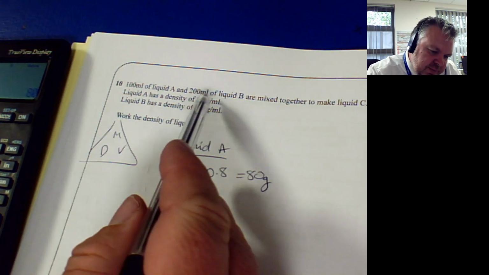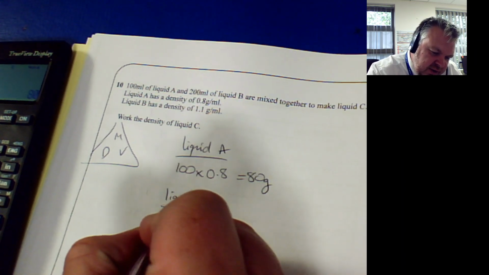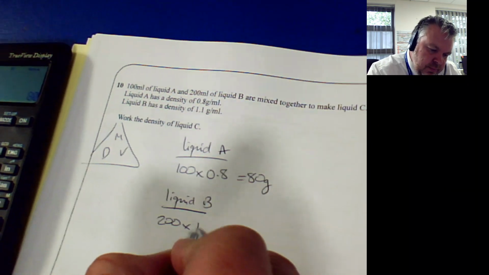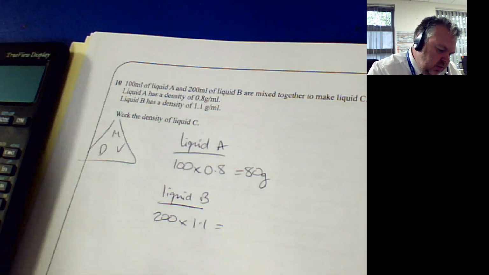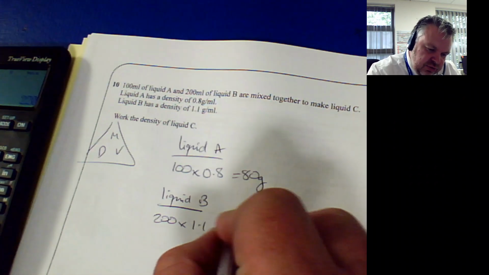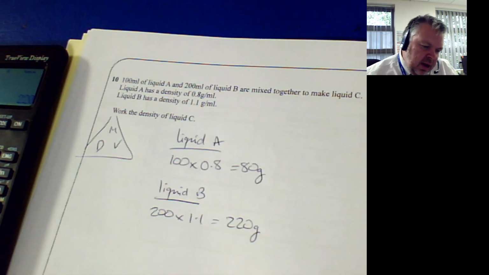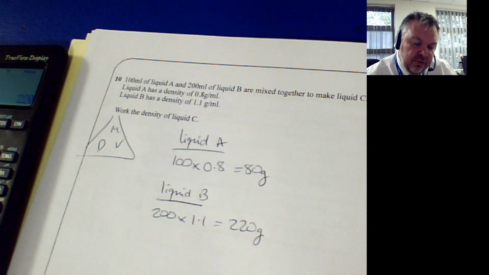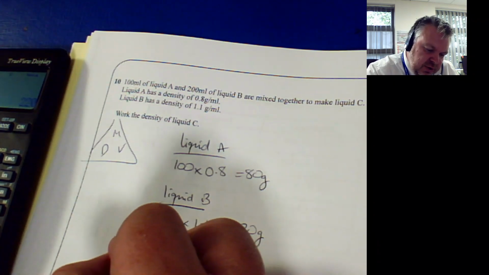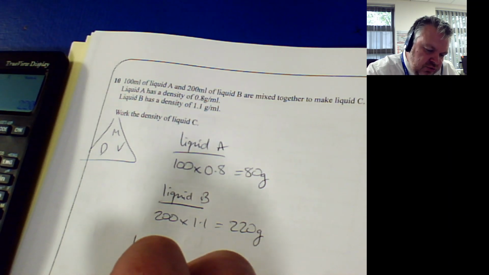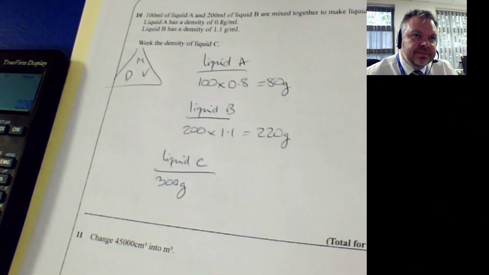I've got 200 millilitres, and that's got a different density. So 200 times 1.1. Again, don't take any chances, just do it on your calculator. 220 grams. And these two things have been put together. So I've got a total mass now of 300 grams. So liquid C is 300 grams.